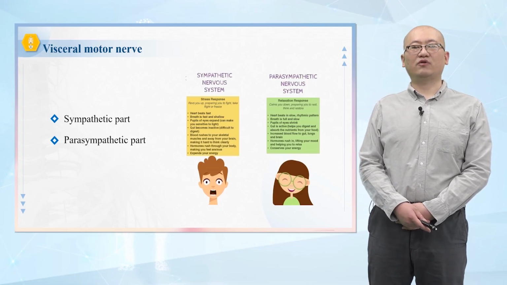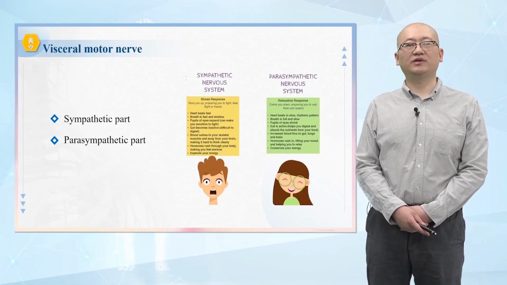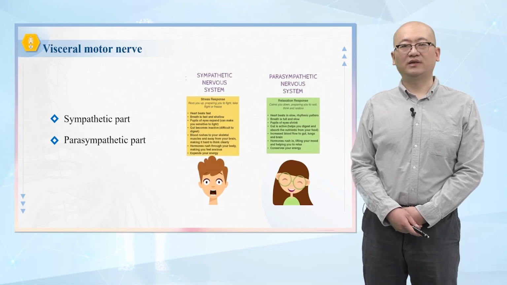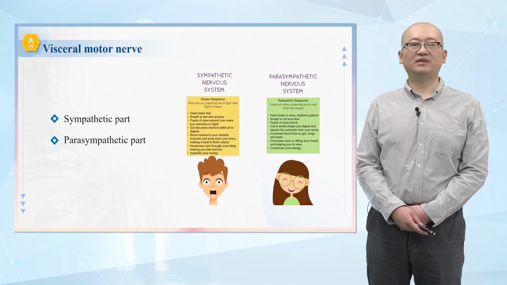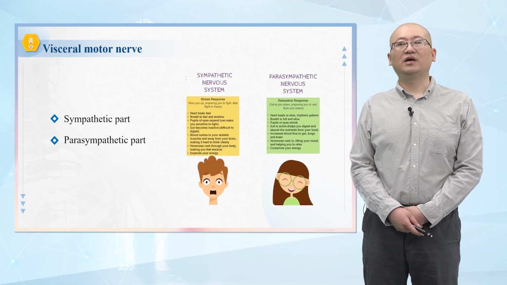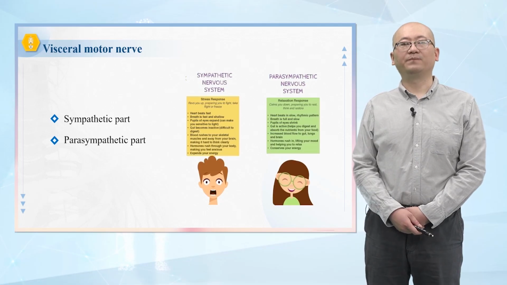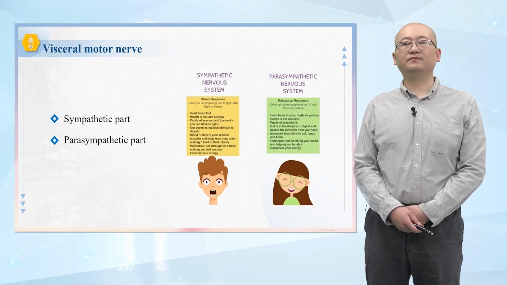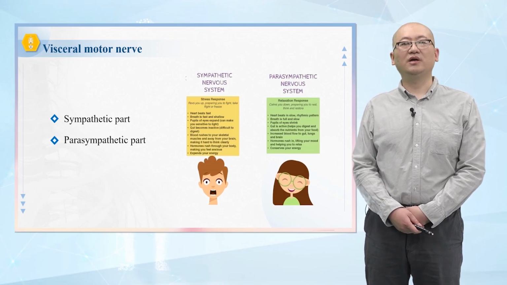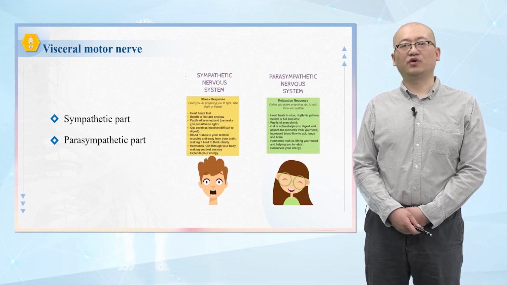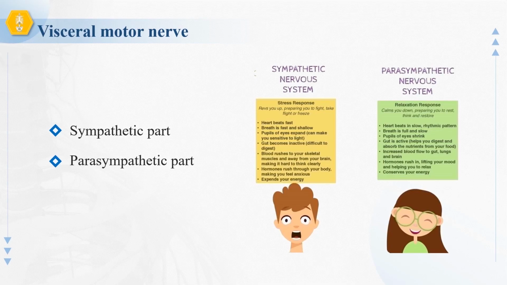This response is characterized by the release of large quantities of epinephrine from the adrenal gland, increased heart rate, increased cardiac output, skeletal muscle vasodilation, and gastrointestinal vasoconstriction, and pupillary dilation, bronchial dilation, and sweating. And the overall effect is to prepare the individual for immediate danger.